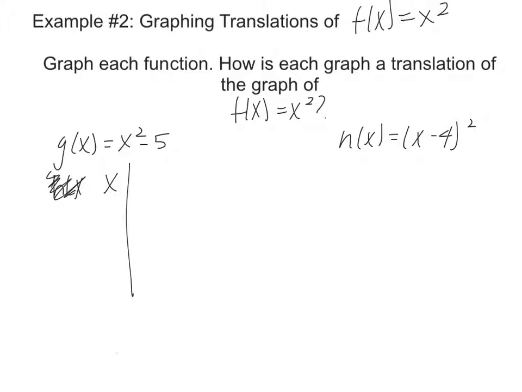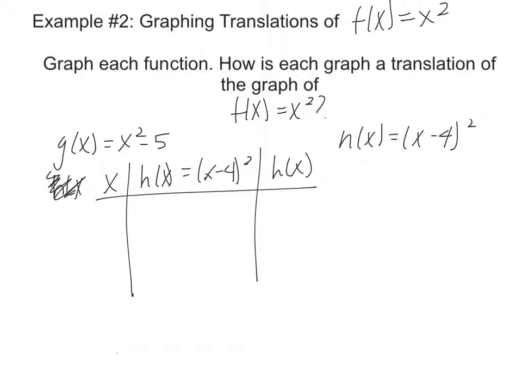All right, so h of x equals x minus 4 squared, and then h of x is going to be our graph. And again, I'm going to choose the same numbers, -2, -1, 0, 1, and 2. Remember, after 0, it should be reflective on the other side. So here we go. -2 minus 4 squared. -2 minus 4 will give us -6. And -6 squared is 36.